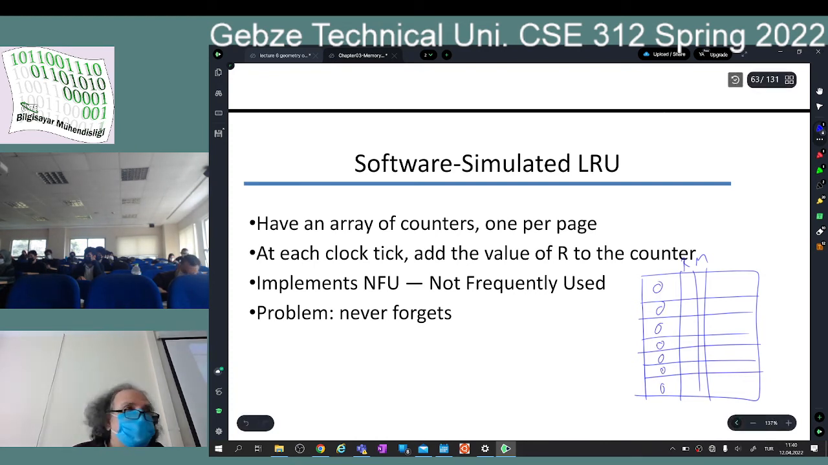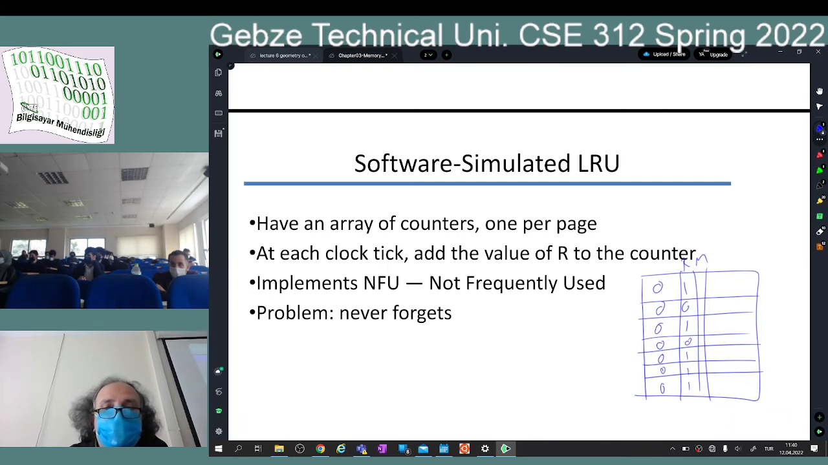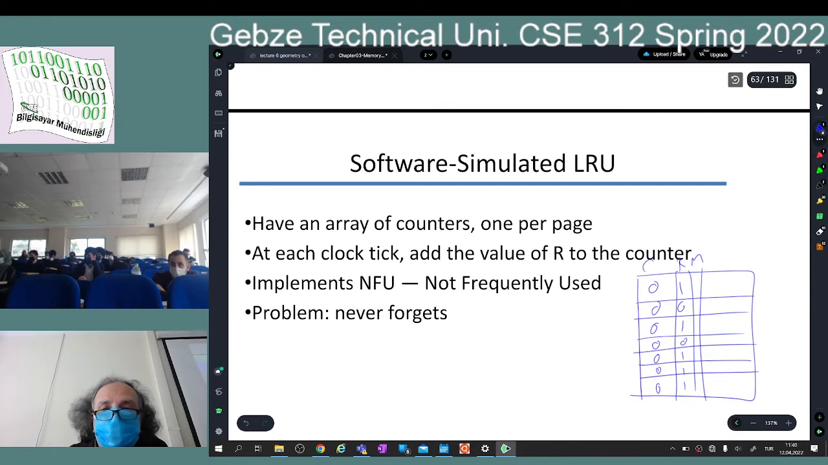At the beginning, my counters are 0. When the clock tick happens every 50 milliseconds, I check these R bits, and I add these R values to this counter. So this counter now becomes 1. This one is 1. They are all 1. And then after that, I clear all these ones. They are all zeros now.